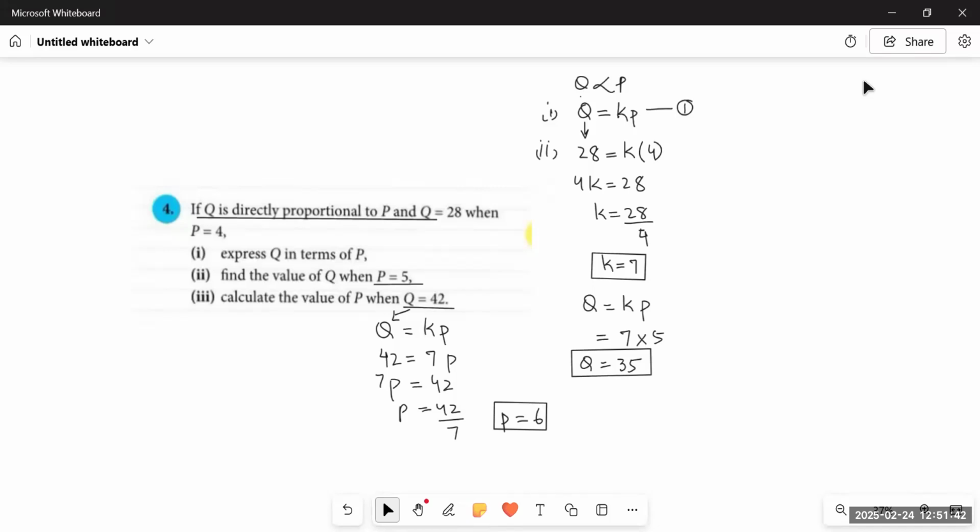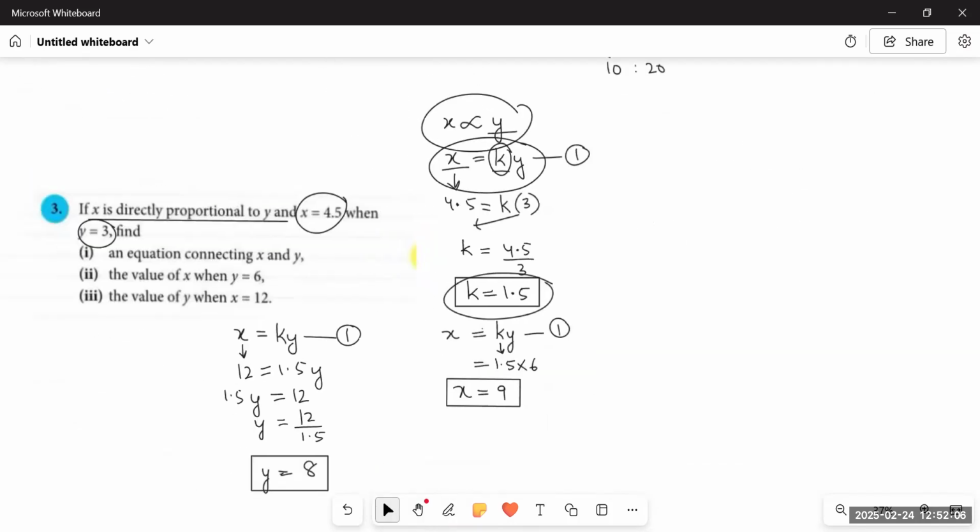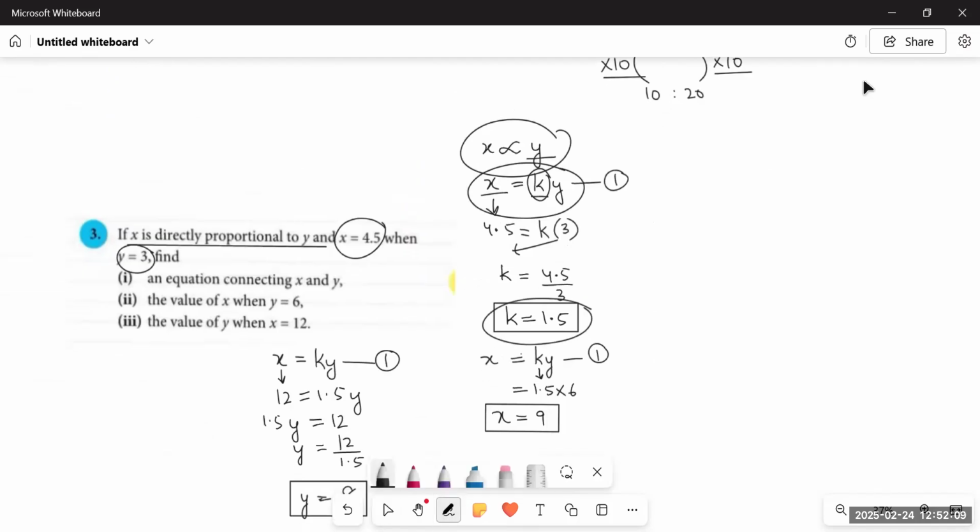Achha students, one more thing to discuss over here. Whatever equation you have generated in terms of Q is equal to KP, you will substitute the value of K over here after finding it. So your equation would be not Q is equal to KP. Instead, you are going to write it down as Q is equal to 7P every time. And using this equation, you will solve part 2 and part 3. Same in part 3, that is question number 3. Since the value of K was 1.5, this equation would be X is equal to 1.5Y. And using this equation, you will solve part 2 and part 3.